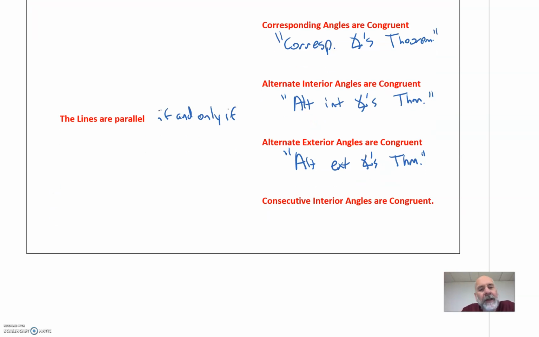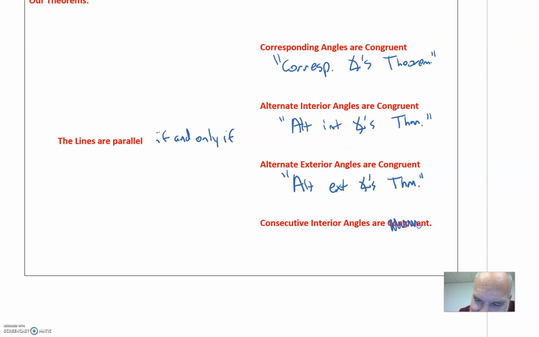And finally, the lines are parallel if and only if consecutive interior angles are congruent. Okay, were you guys paying attention? I made that mistake intentionally. Remember, they're not all congruent. This is the one that is different, and consecutive interiors are supplementary.